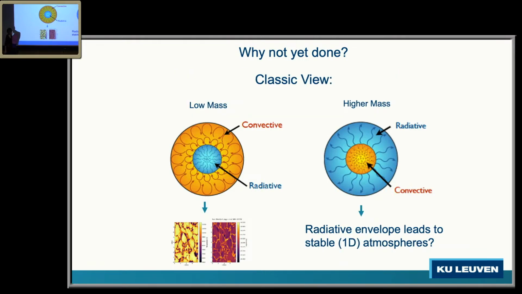Well, classically, you can think about your low-mass star as a radiative core and a convective envelope, right? Opposite for a higher mass star, very easy to remember: convective core, radiative envelope. So perhaps the radiative envelope leads to a stable 1D atmosphere. So this has, of course, been prevailing, and it was like, okay, perhaps we don't need it.